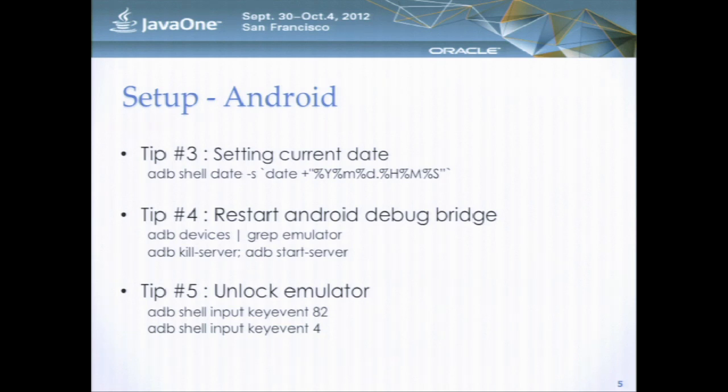And if you can't use a snapshot image, a useful tip to know is that when you start up your emulator, the first thing that happens is that it locks, right? You have to unlock it. So what you want to do is send a menu command, a key event, such that it will unlock your emulator, and that's key code 82.